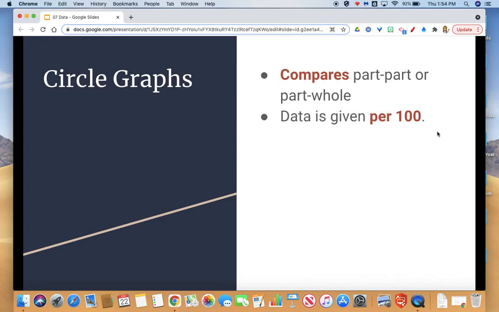Some things to note about circle graphs: circle graphs compare part to part or part to whole. Data is given per 100, so we're thinking about 100% of our graph being the entire graph.